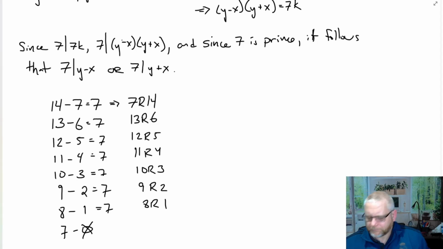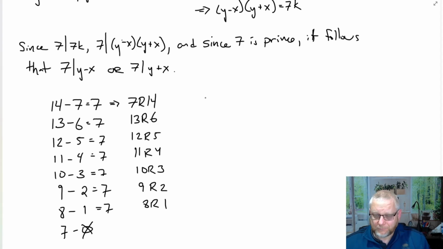Okay. And by the way, don't get confused here. I wrote 7 related to 14, and then I wrote 13 related to 6. I switched the order there. It doesn't matter, remember, because it's symmetric. Right? That's the definition of symmetric. 7 is related to 14, and 14 is related to 7. 13 is related to 6, and 6 is related to 13, and so on.